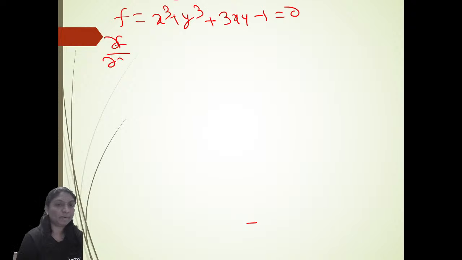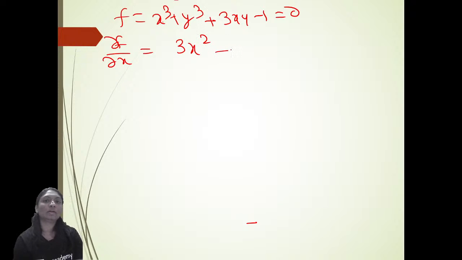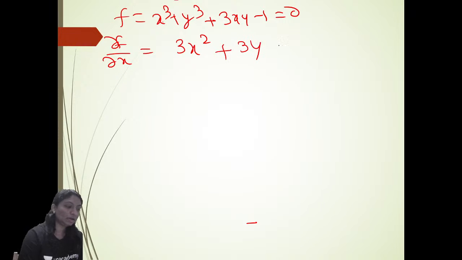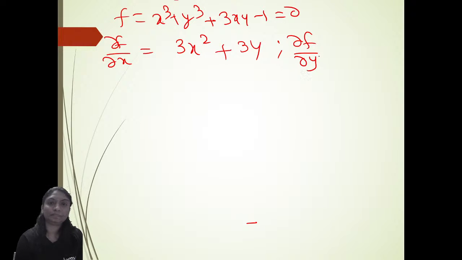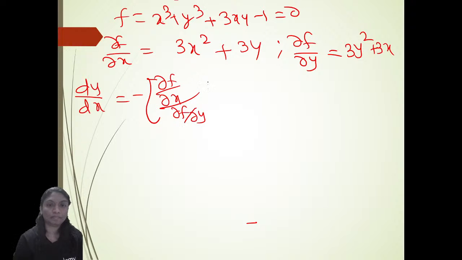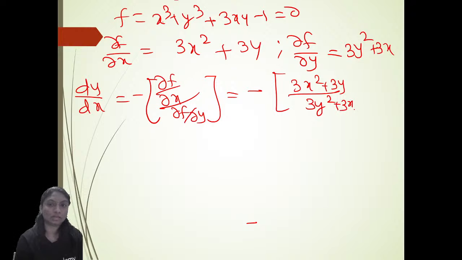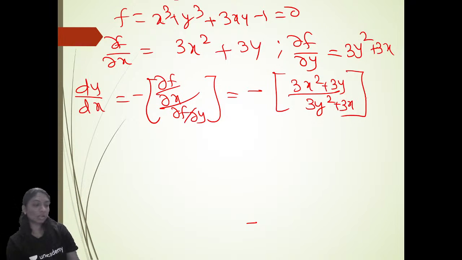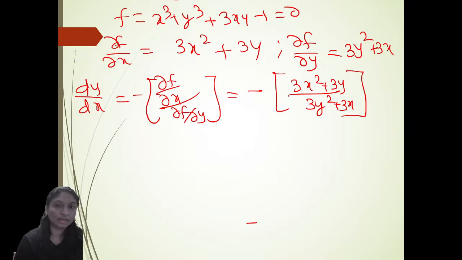So calculate ∂f/∂x: 3x square plus 3y. And ∂f/∂y is 3y square plus 3x. Now dy/dx is equal to minus ∂f/∂x upon ∂f/∂y, which is equal to minus of 3x square plus 3y upon 3y square plus 3x. So you will get dy/dx is equal to this.